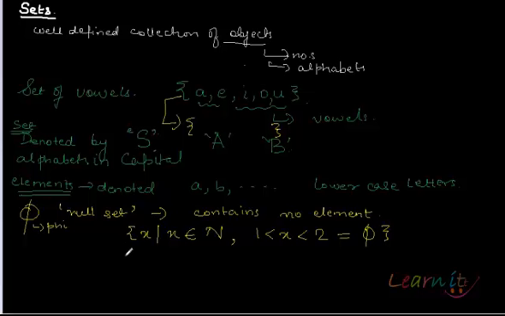Similarly, you can have a set of all x such that x is a real number and x square equals minus 1. This set will also be equal to phi. Why? Because there is no such real number. That's why you require a symbol to denote such a void or null set.